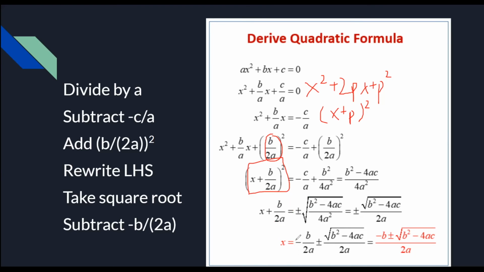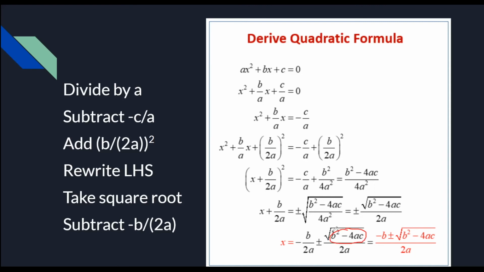And our final answer is x equals negative b over 2a plus or minus the square root of b squared minus 4ac, over 2a. So it's a little bit complicated, okay? But you guys can Google the quadratic formula. I don't understand what the plus or minus thing even means. Yeah, plus or minus means you can add it or subtract it. Both are solutions, okay?